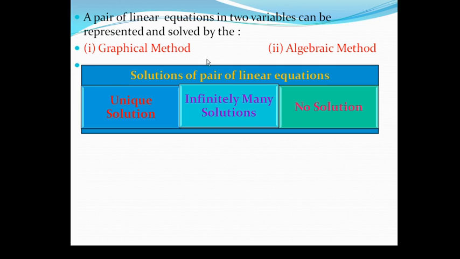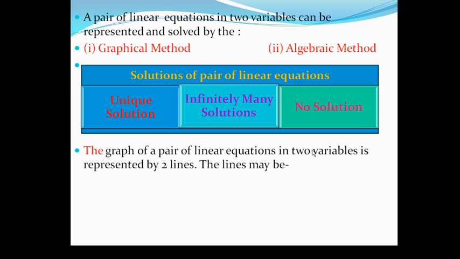So first we will take the graphical method. See students, as you have already studied in your previous class, why is it called a linear equation? I told you that it is because it represents a straight line. So since it is a pair of linear equations, there will be two straight lines. Two lines will be there. So let's have a look at the graphical method.